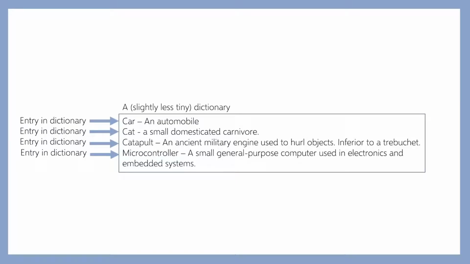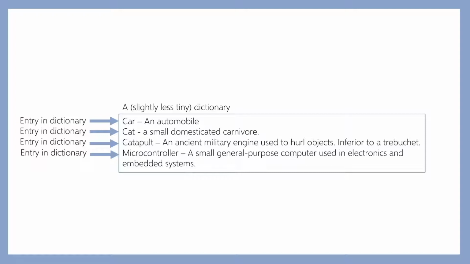So after adding the word microcontroller to our dictionary, now we have a slightly less tiny dictionary, and we have all these 4 entries. Now, using the words, we can still traverse. I can still find car, cat, catapult, but now I can also find microcontroller. If I were to look up the word document, I still couldn't find it. And if I need to edit any of these, I could theoretically, since we're the brand new editors of that slightly less tiny dictionary company, we can.